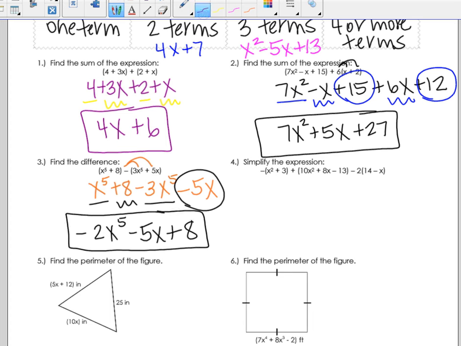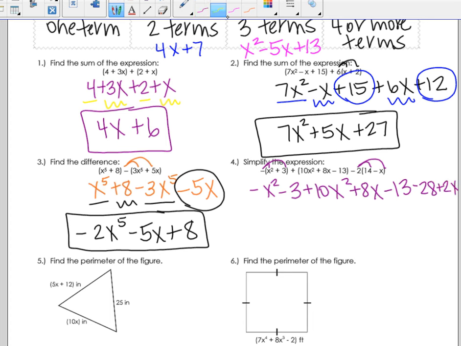For number 4, same thing. We're going to distribute the negative. We just have a little bit more to do. So you get negative x squared minus 3. This is positive for our next set, so nothing in that second set of parentheses changes. So you just have plus 10x squared plus 8x minus 13. But then here you want to distribute that negative 2, so you end up with negative 28 plus 2x.